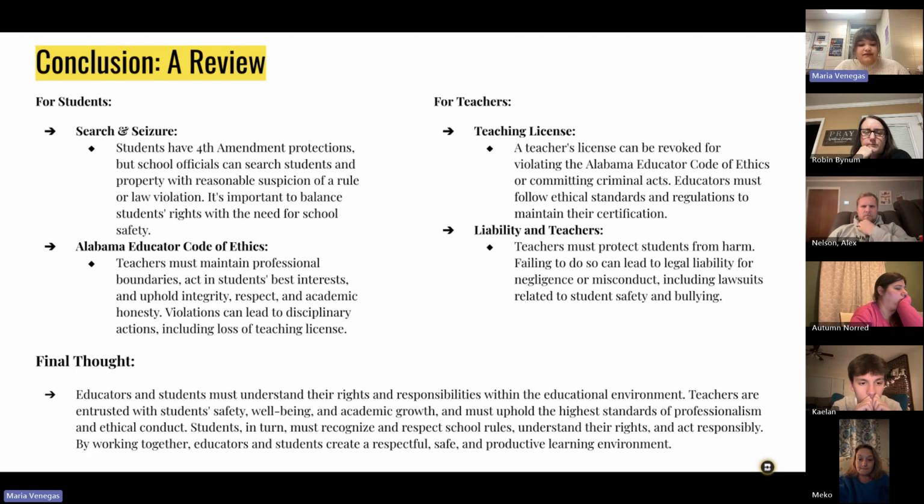Overall, creating a safe, respectful, and productive learning environment requires collaboration. When educators uphold ethical standards and students respect their rights and responsibilities, schools can become positive places of growth and learning. Thank you for your time.